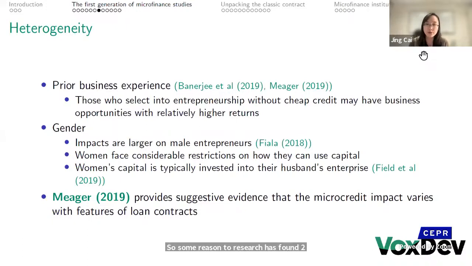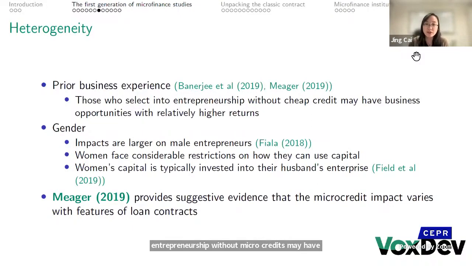Some recent research has found two interesting types of heterogeneity. First, entrepreneurs who had started business operation before the microcredit expansion experienced significantly larger treatment effects than others. One explanation for this heterogeneity is that because the cost of capital was higher prior to the introduction of microcredit, those who select into entrepreneurship without microcredit may have business opportunities with relatively higher returns.